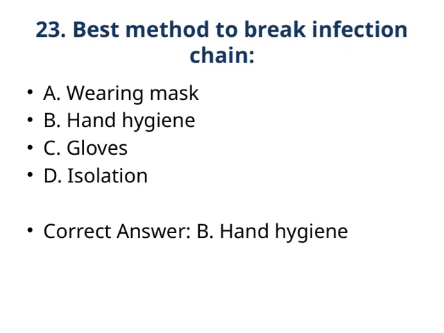Now, let's take a closer look at the key methods for breaking the chain of infection. On this slide, we have 4 options: wearing mask, hand hygiene, gloves, and isolation. While each of these plays an important role in infection control, the most effective method in stopping the spread of infections is actually hand hygiene.